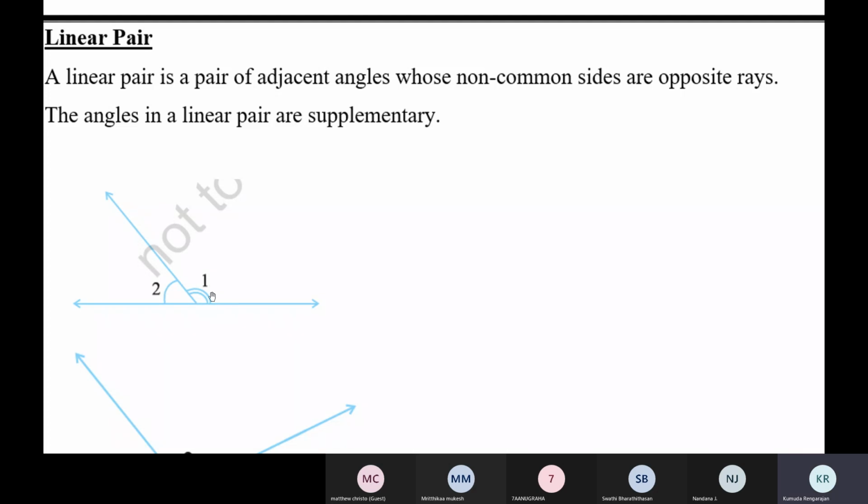Meaning angle 1 plus angle 2 is equal to, children, 180 degrees, ma'am. 180 degrees. Are adjacent angles always supplementary? No, ma'am. Sometimes they may be individual also.